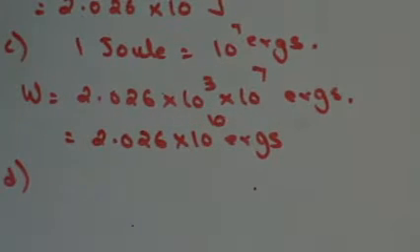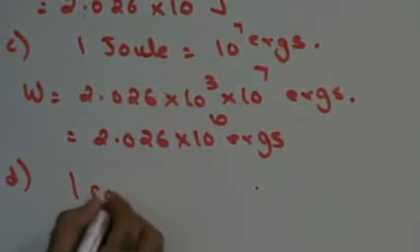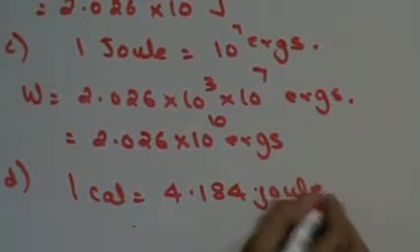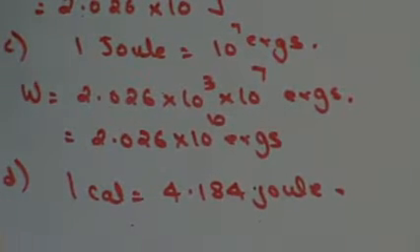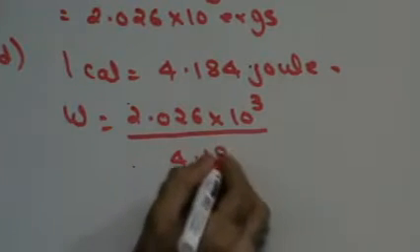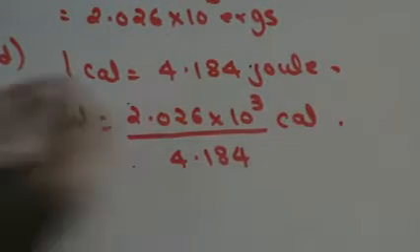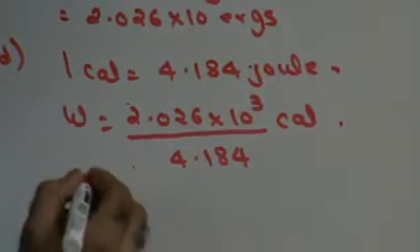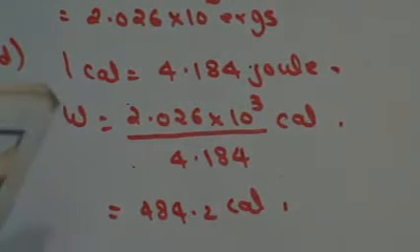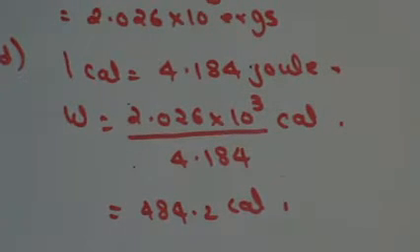Next, they will also ask you to find out the work done in calories. Now we know that 1 calorie is 4.184 joules. I know the work done in joules, right? So I want to convert it into calories. So work will be 2.026 into 10 raised to 3 divided by 4.184 calories. This is how you convert from joules to calorie. This is going to be nothing but 484.2 calories, right? So thus I have shown you how to calculate work in all the different units, in liter atmosphere, in joules, in ergs and in calories.